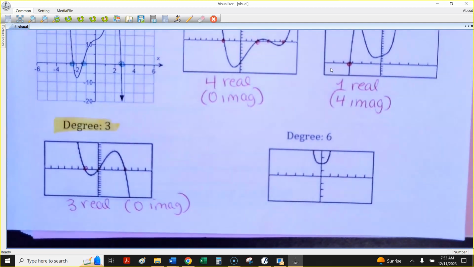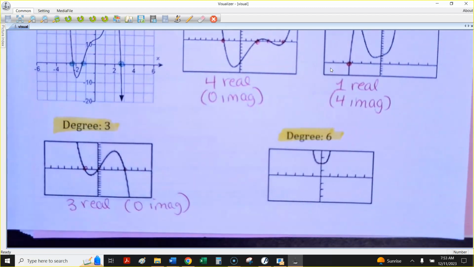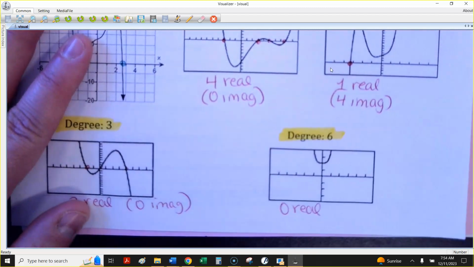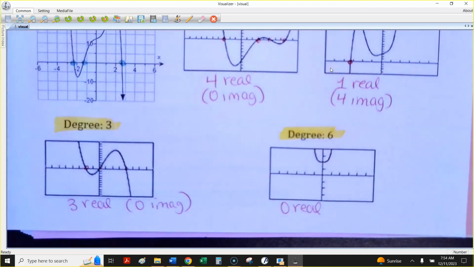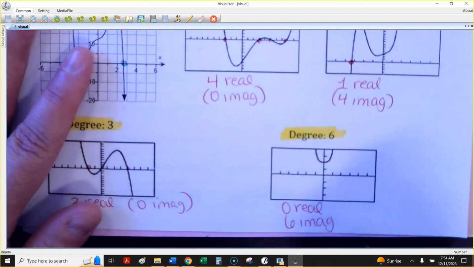Okay, then my very last question, this is a 6th degree polynomial. How many real answers does that one have? Doesn't touch the x-axis. Okay, so 0 real. So then how many imaginary would we have to have? 6. All 6 would have to be imaginary. Okay, is anybody having a question?